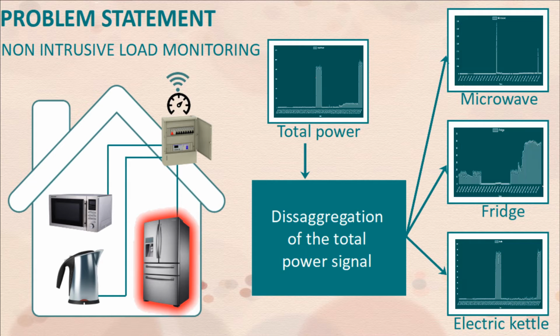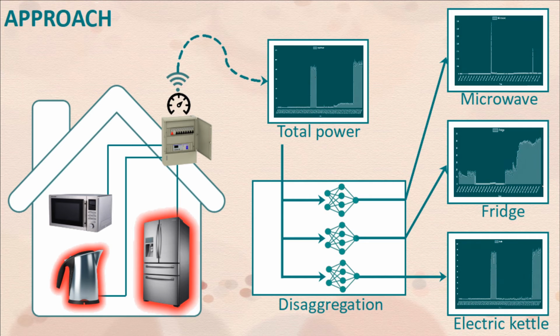The second method is non-intrusive load monitoring. Here, the total power consumption signal of the house is captured and this signal is used to infer appliance-specific power consumptions. We focused on the second method.